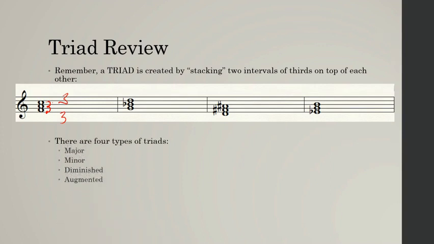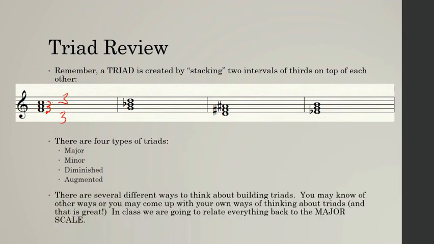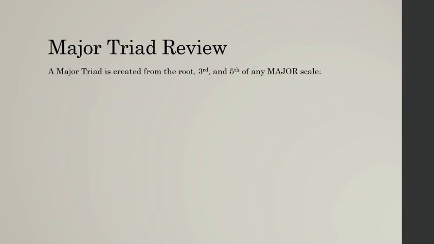And remember, there are 4 types of triads. There's the major and minor, which we did last time, and then diminished and augmented. There are several different ways to think about building triads, as we mentioned in lesson 8. You may know other ways. You can come up with other ways to think about it, but in class, we're going to always go back to the major scale and use that to help us.